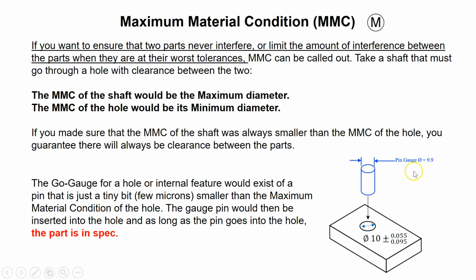So what would you do? You make a pin that is very, very little bit less than the minimum size of this hole. So if this is 9.905, the pin is 9.900. So it's only 5 thousandths less than the minimum size. And if this go pin can still go through the hole, then I'm saying that the hole is in spec, right? Because a pin that was very close to its minimum size can still pass through, and so this hole cannot be any smaller than that.